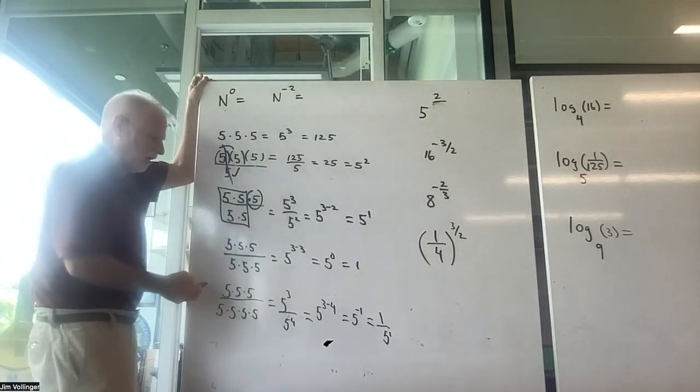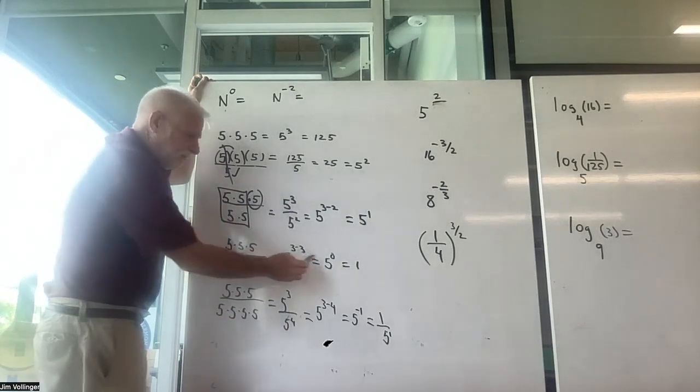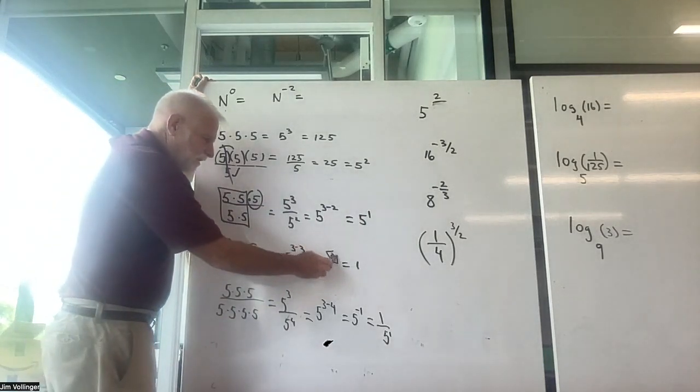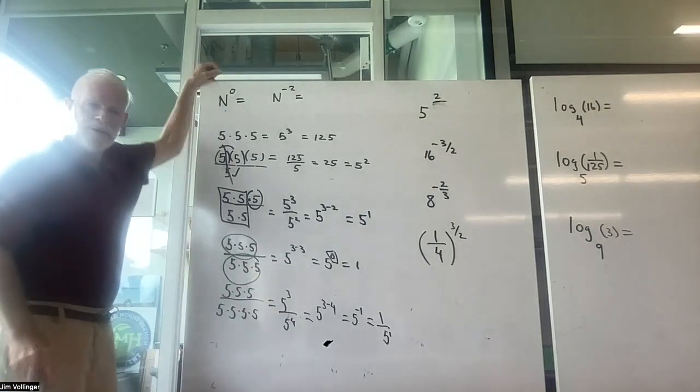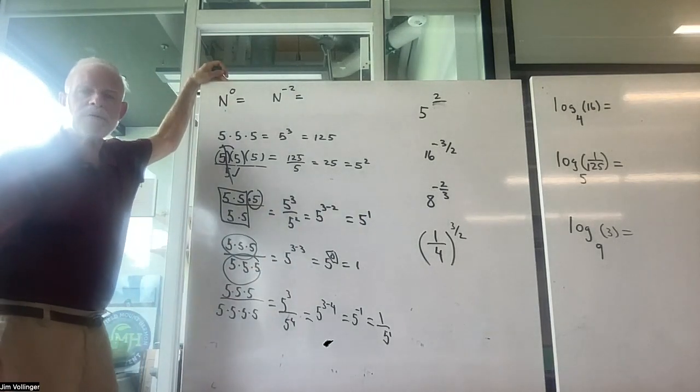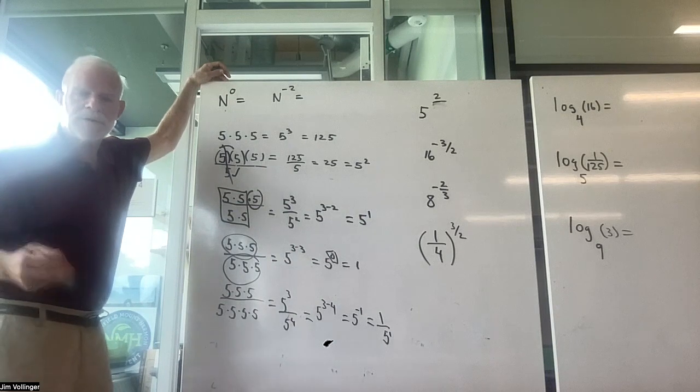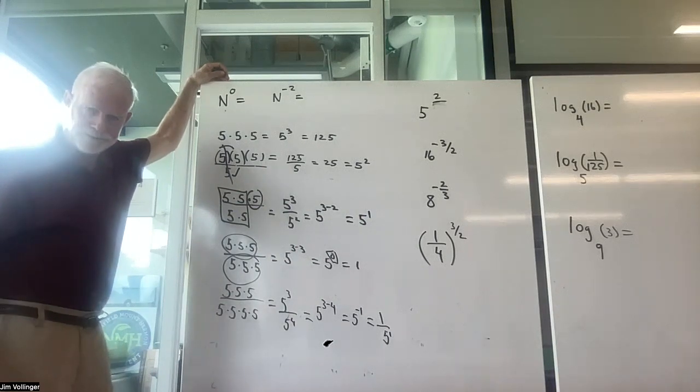All right, well, here's our 5 to the 0, 5 to the 3 in the denominator as well. And so there's no difference. That's what that represents. No difference in factors, which means you're dividing something by itself. And that's the reason for something to the 0 equaling 1.